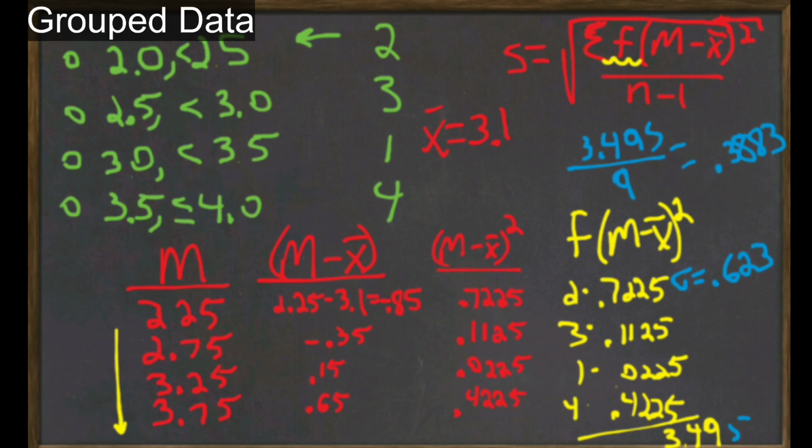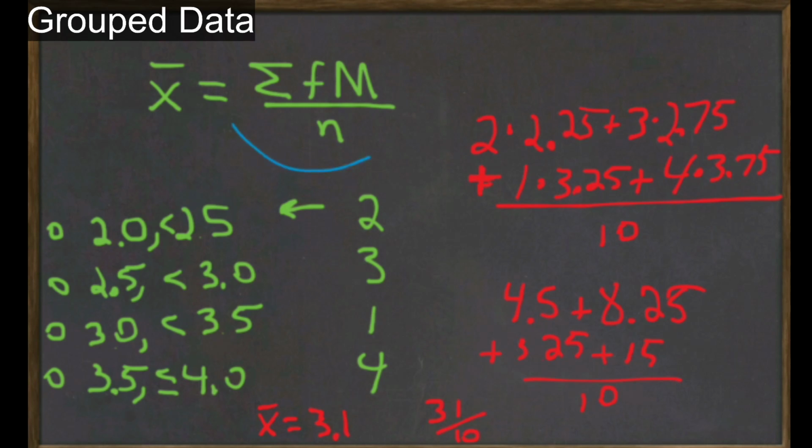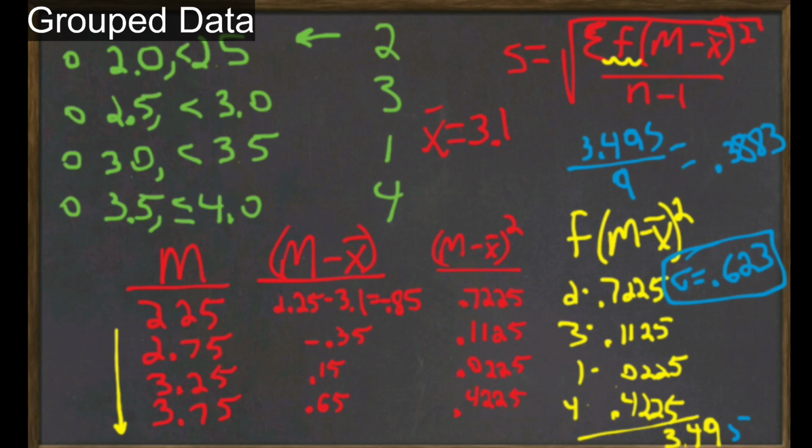Okay, so sigma 0.623. Okay, so both the mean, which we found as 3.1, and the standard deviation. So I have a little mistake here. This is not sigma. This is S. Okay, so we are in the sample world, so we need to make sure that we're aware that this is an estimate of the kind of actual values there.